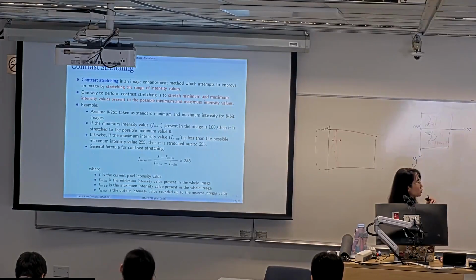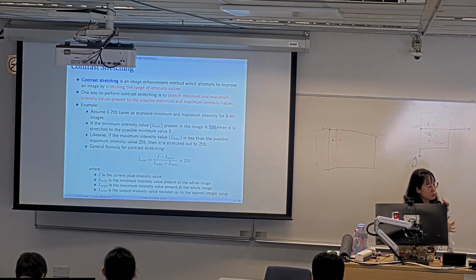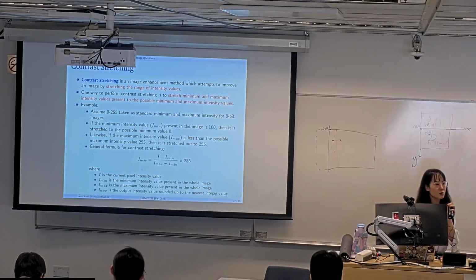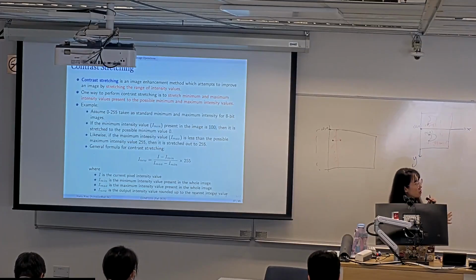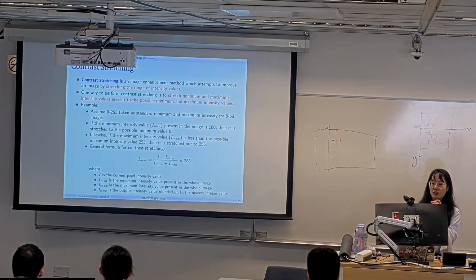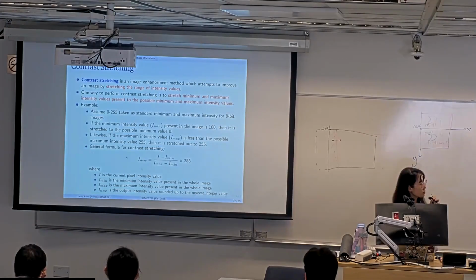In this case, we can try to stretch the minimum intensity value 100 to the possible minimum value 0, because we want to make all of the pixel intensity values quite distinguishable so that we can see them clearly. In this case, we do the stretching. And similarly, if the maximum intensity value in your image is less than 255, you can also try to stretch it to 255. Then what about all the middle values? For the middle values, you can just simply do a linear mapping. This is the general form of the contrast stretching.